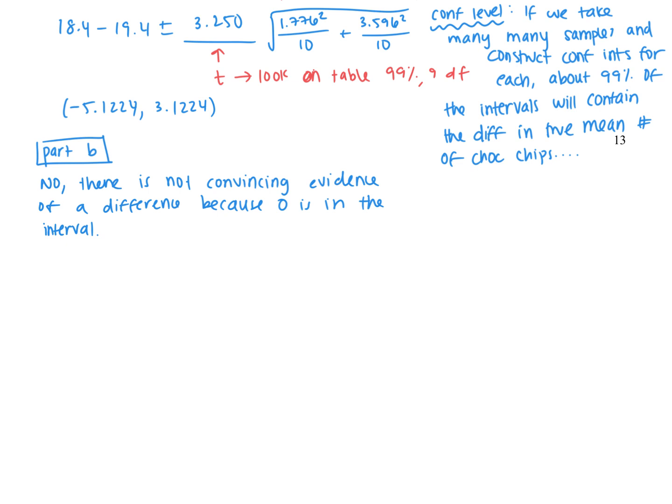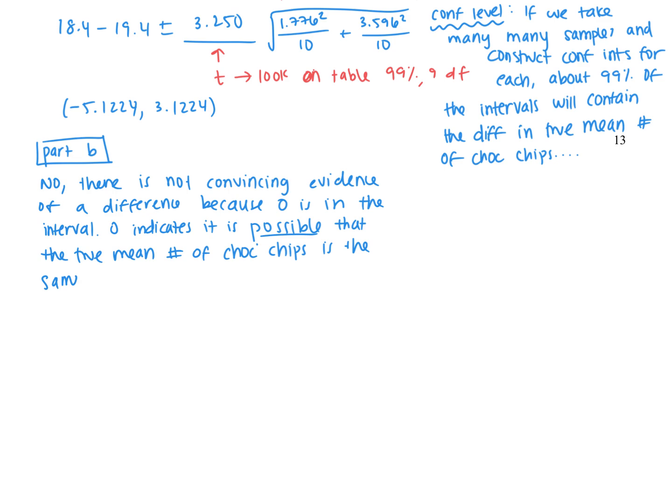And I told you last time that is not enough. You need to tell me what 0 means. So 0 indicates it is possible that the true mean number of chocolate chips is the same for Chips Ahoy and Great Value cookies.